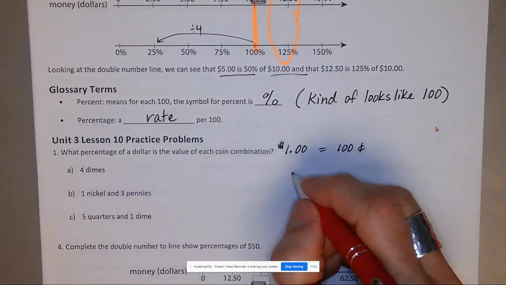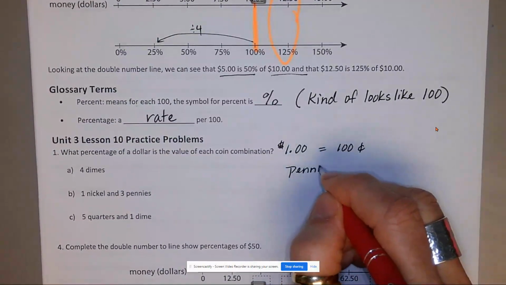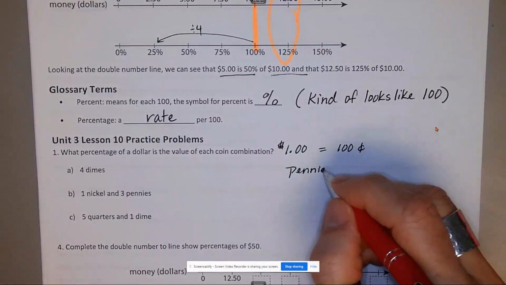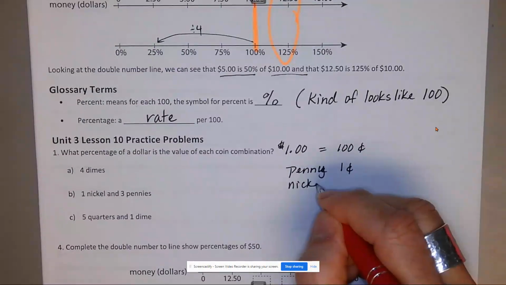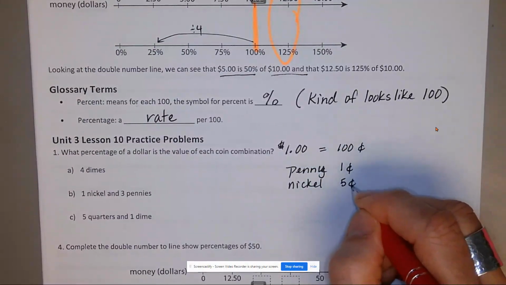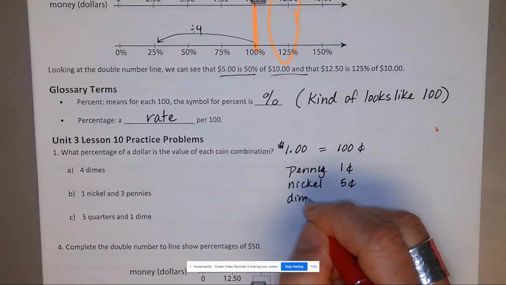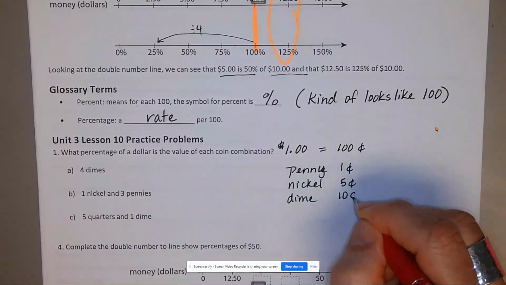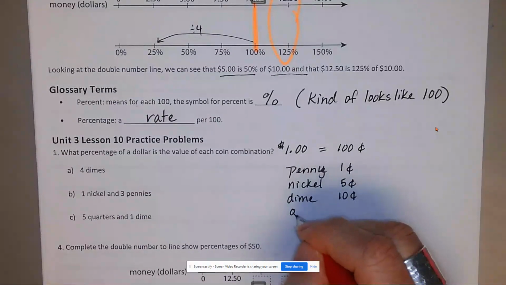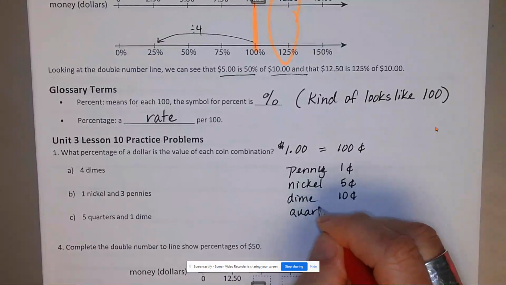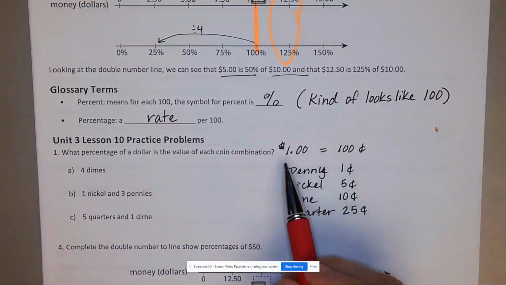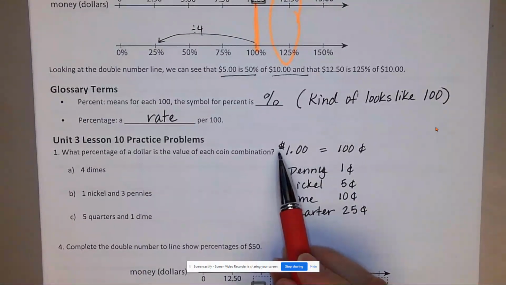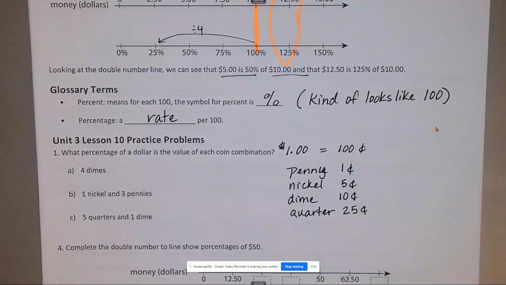So let's think about our parts. A penny is 1 cent. If you don't remember, a nickel is 5 cents. A dime is 10 cents. And a quarter is 25 cents. Remember, your dollar sign goes to the left of the numerals, and the cent sign is on the right.